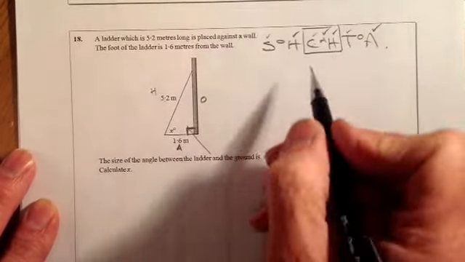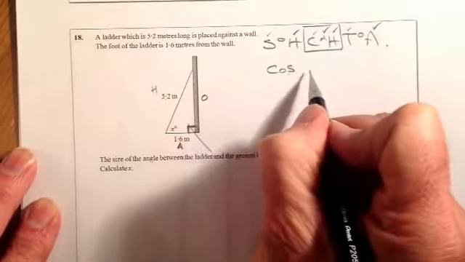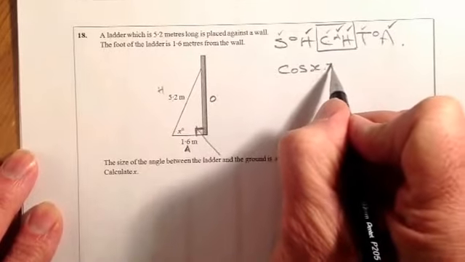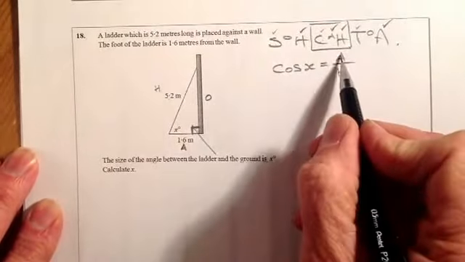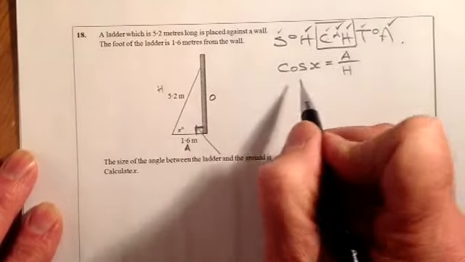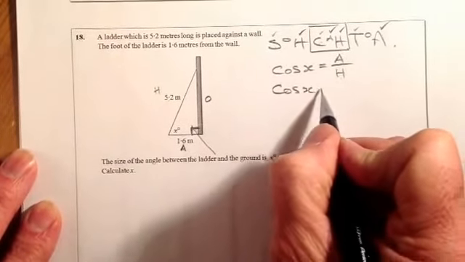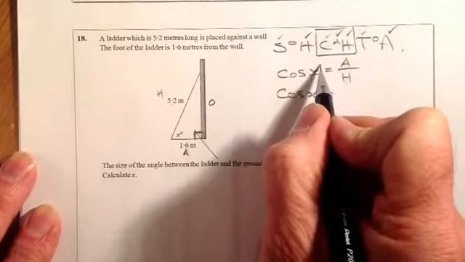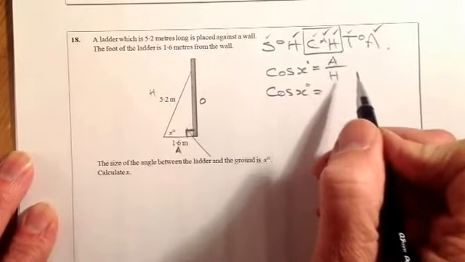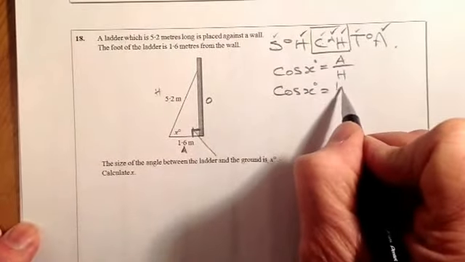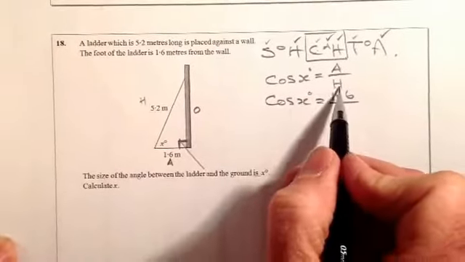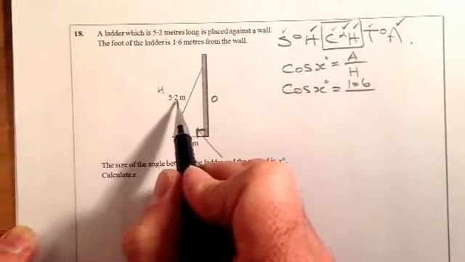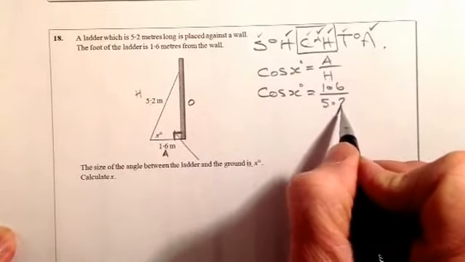So I'll set up the cosine ratio first. Cosine of x is going to be equal to a over h. So that's the adjacent divided by the hypotenuse. Right, so here we go. It's the angle that I'm trying to find out now. So I've got values here. A is 1.6 on the top, and on the denominator at the bottom is the hypotenuse, which is 5.2.